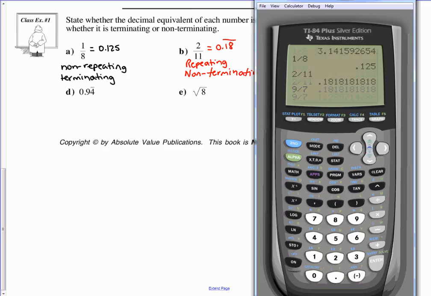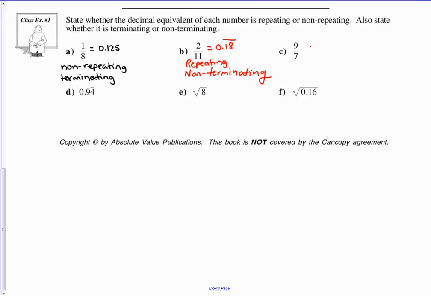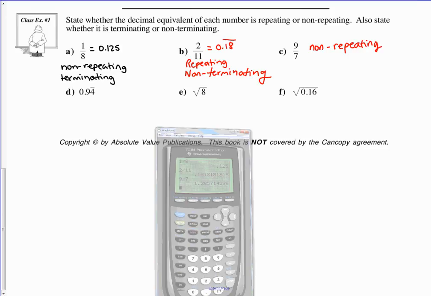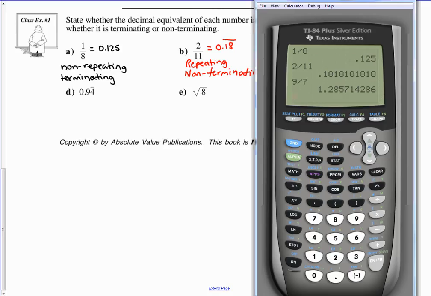9 over 7. Repeating or non-repeating? Non-repeating and terminating or non-terminating? If we see this many decimal places, I think this one's only showing you 8. Sometimes if you have a number in front of the decimal place, it'll only show you 8 or 9. It's going to keep going. It has only a certain amount of spots on the calculator to show you a digit, an answer. So this would be non-terminating. Okay?